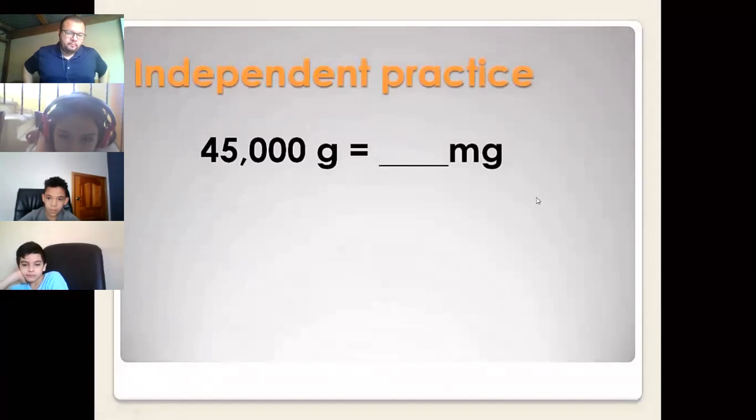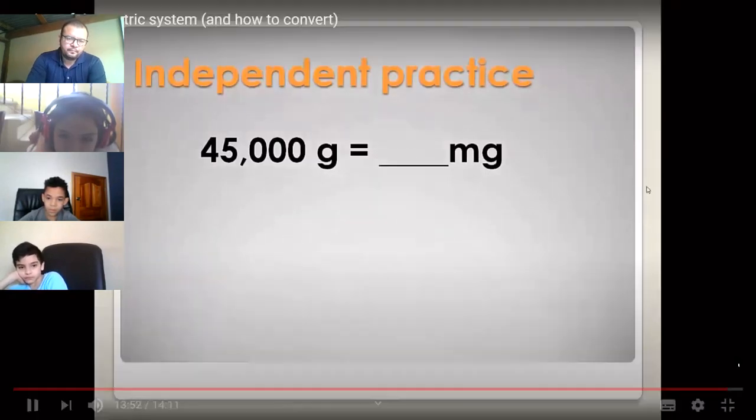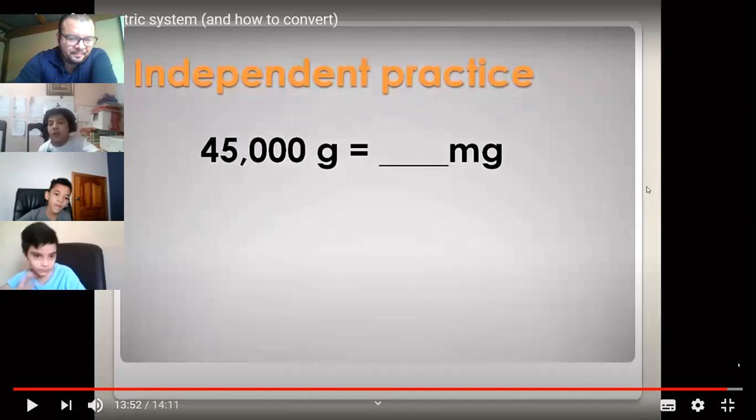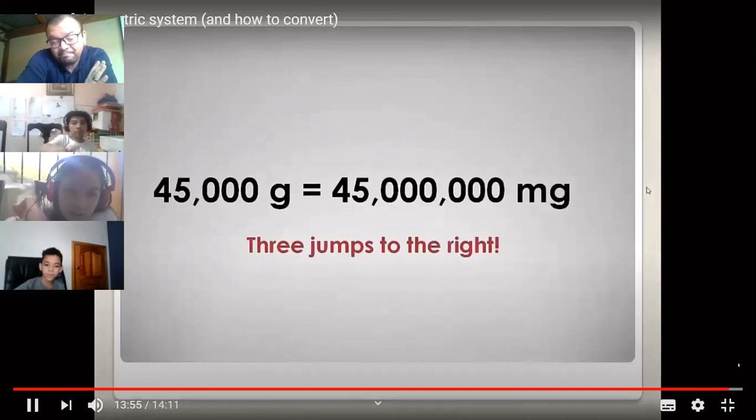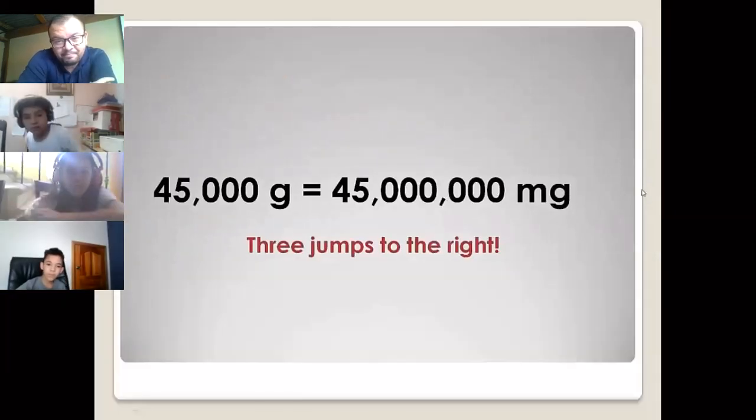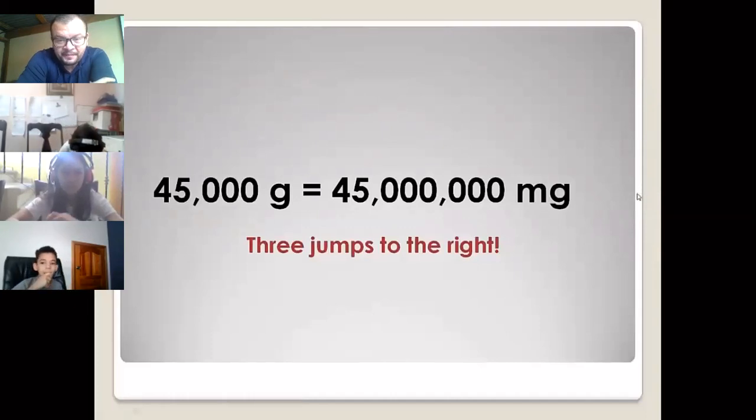Here's some independent practice for you. 45,000 grams is how many milligrams? Would you stop the video now? Use your metric slider and figure out the answer to that one. 45,000 grams, how many milligrams? 45,000 grams is 45 million milligrams. Three jumps to the right. I'm sure you did that right.